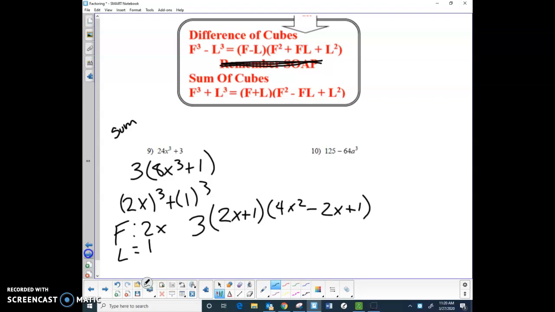All right, so difference of cubes, same process. We've got a 5 cubed minus 64 is 4a cubed. All right, my first term, we're going to keep it in the same order that it is in the equation because otherwise that negative will throw things off.